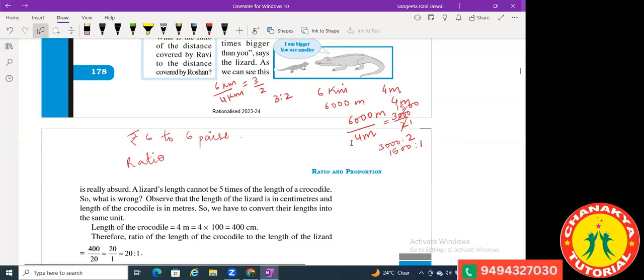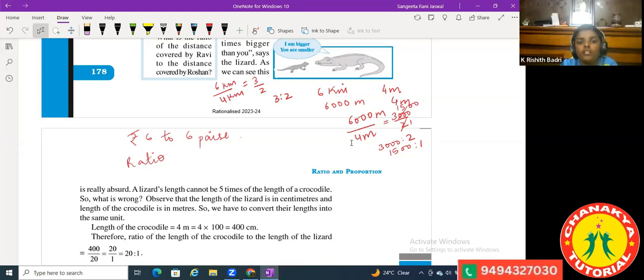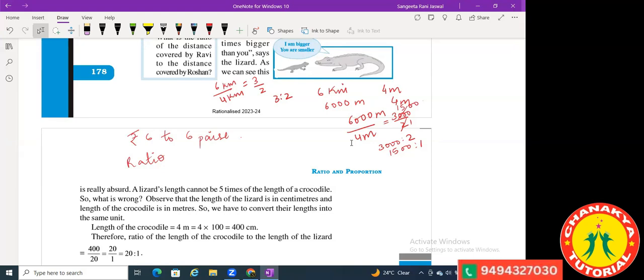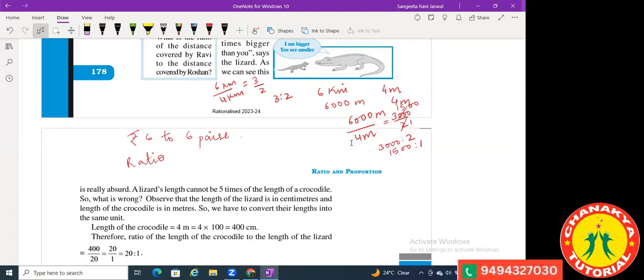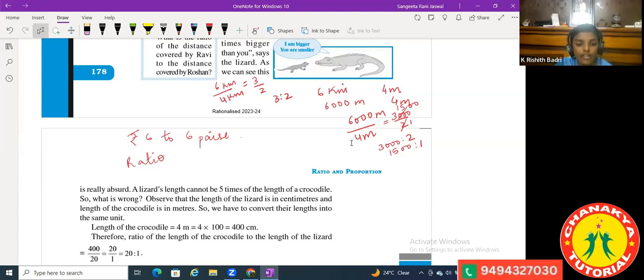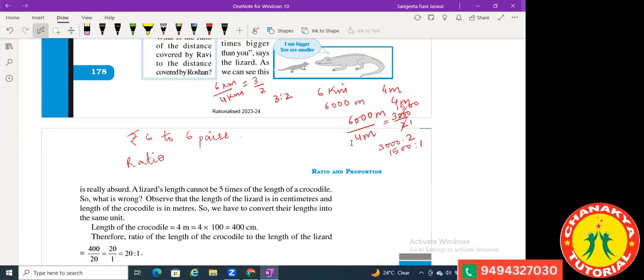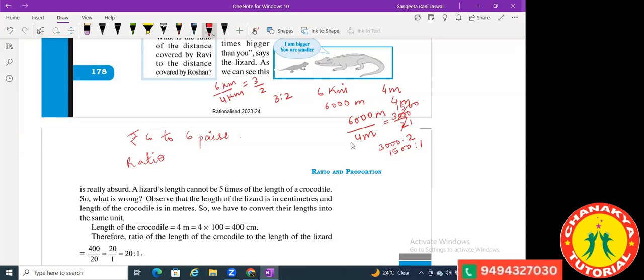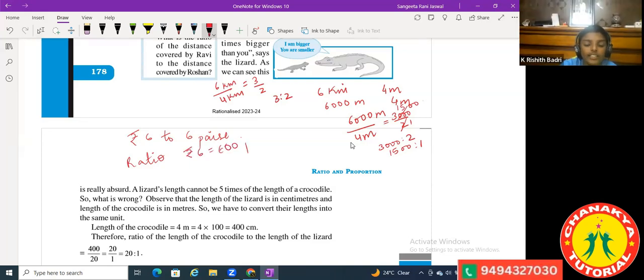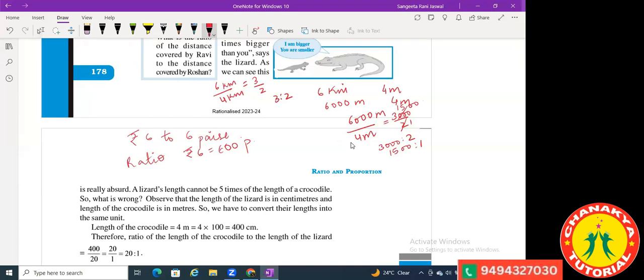Ma'am, the answer is 1000:1. Do it in your notebooks and show me. Ma'am, 100 is to 1. How did you do that? Ma'am, because 1 rupee is equal to 100 paise, so 6 rupees is equal to 600 paise, and 600 paise divided by 6 paise is equal to 100 by 1.